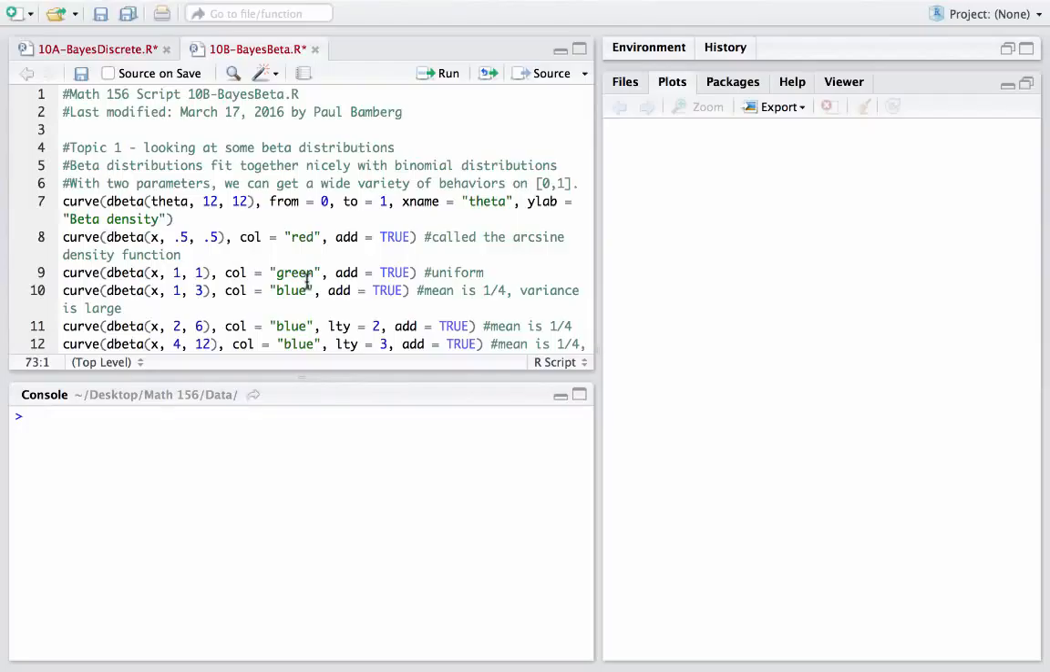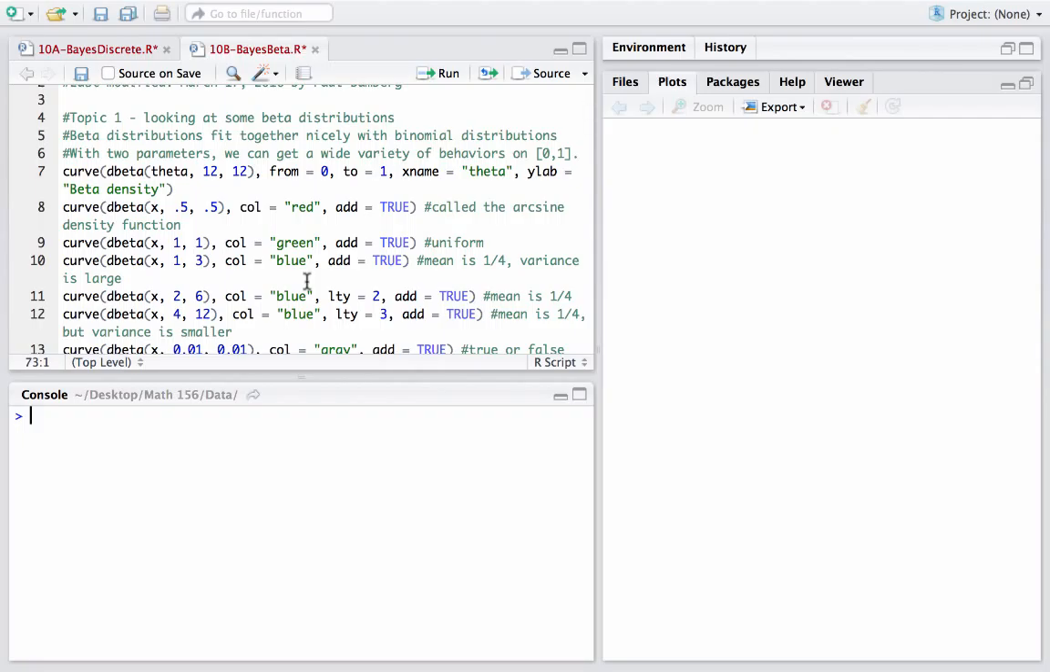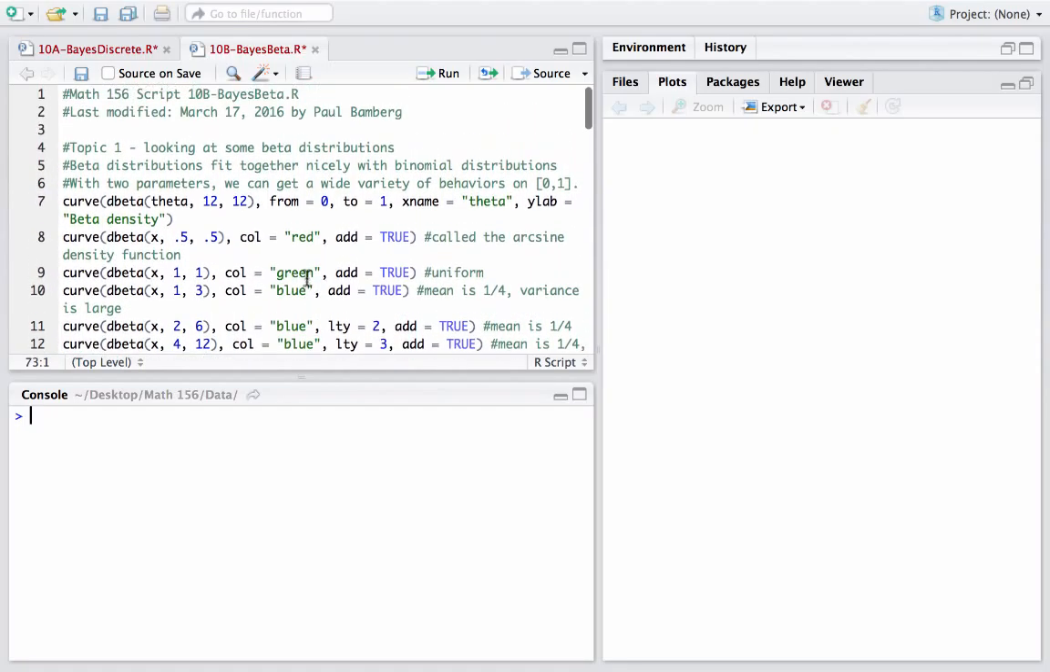We're doing script 10b. This is a beta binomial Bayes example. So the first thing we're going to do is just familiarize ourselves with the beta distribution. It has a pretty ugly analytic form for its density function. A lot of gamma functions involved. Something that looks kind of difficult to integrate.